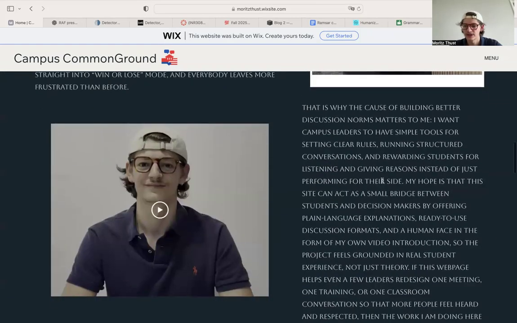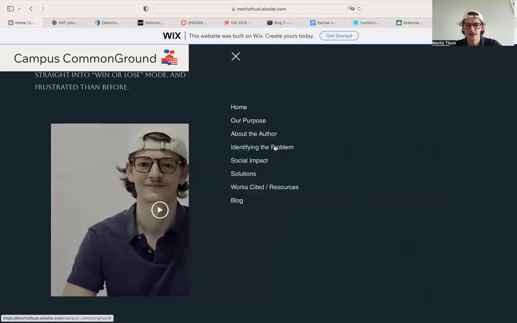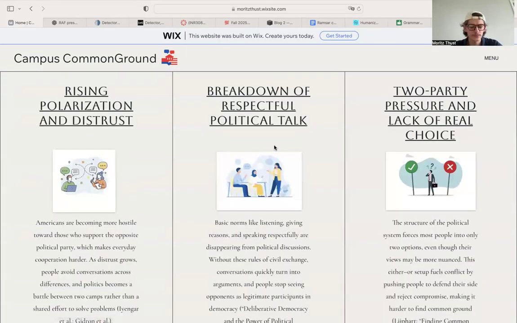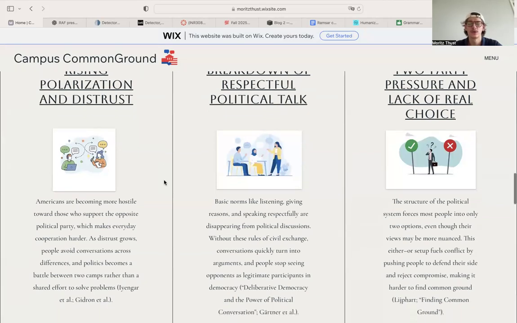If we go further down, actually, let us use the menu right here again. We go to identifying the problem. So I decided to choose three main problems that I wanted to focus on in this website. First of all, rising polarization and distrust. So basically, that people are getting more and more distrusting of the other side of the political spectrum, villainizing them, being more hostile towards them, which obviously all hinders the process of having a civil discussion and coming to a consensus again.